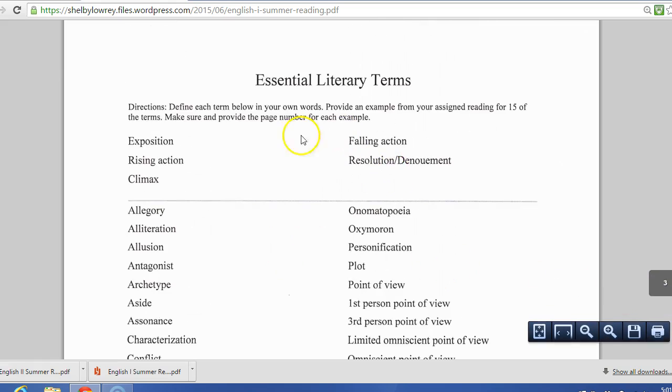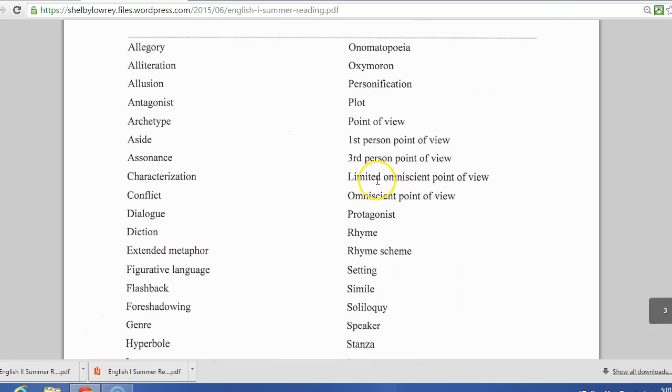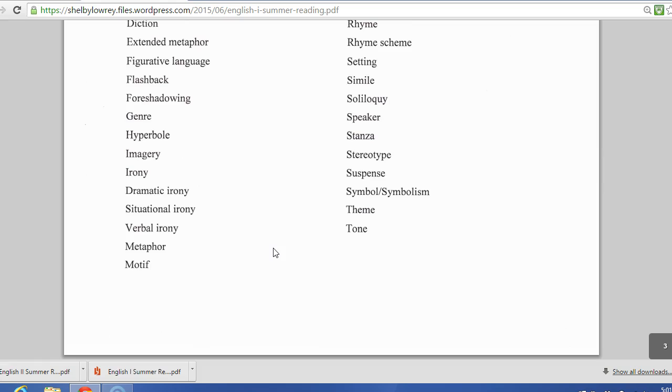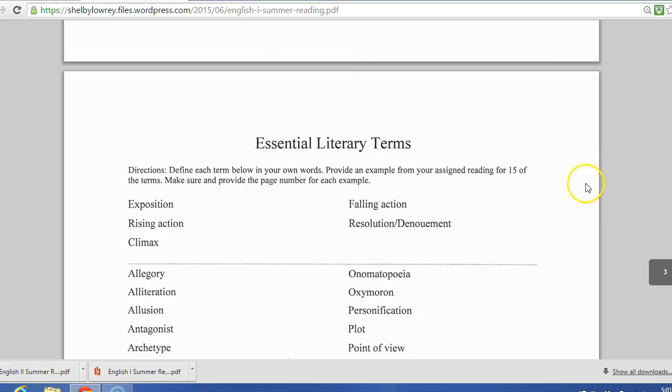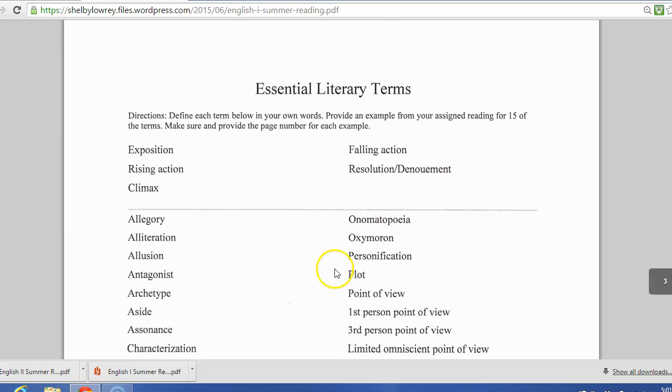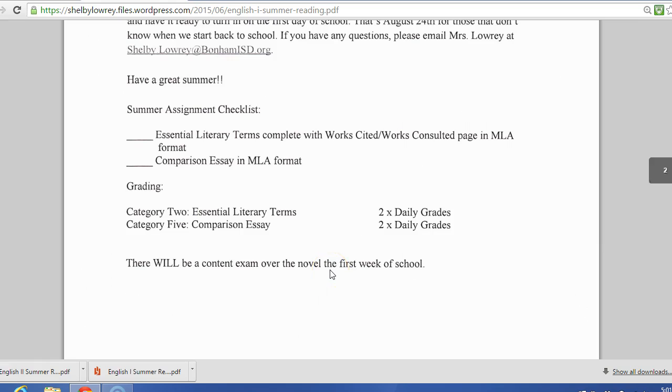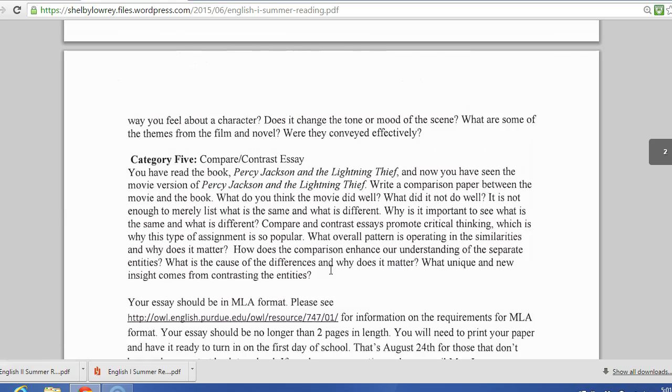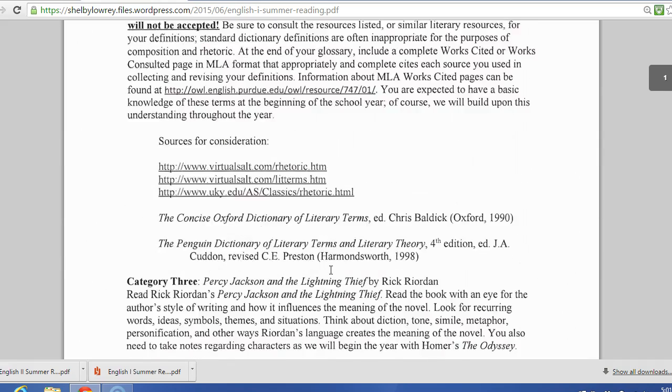So you're going to have these 5 terms here, and then you're going to have the terms that are provided there as well. But pay attention on the essential literary terms that I want you to find 15 of any of these. It can be any 15 of these within the novel Percy Jackson and the Lightning Thief, which is your book, and we'll get to that in just a second.